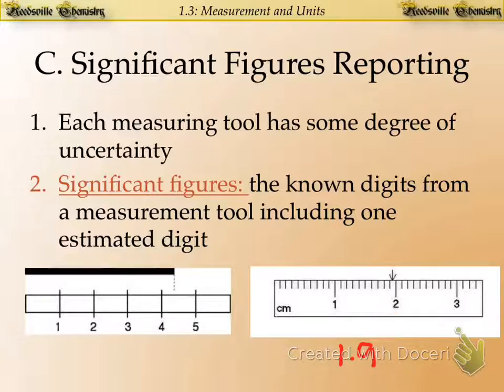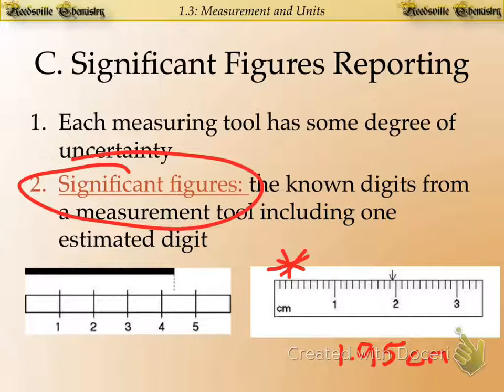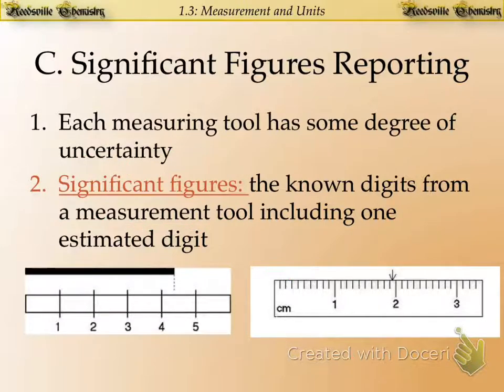So we can go ahead and estimate one more digit. I say it falls right between 9 and the 2 place. So I go 1.95 centimeters. So this tool right here is actually a more accurate tool. It's giving us more significant figures. Okay? So that's how we report significant figures if we are the one doing the measuring.